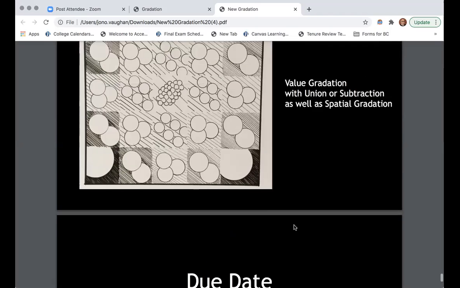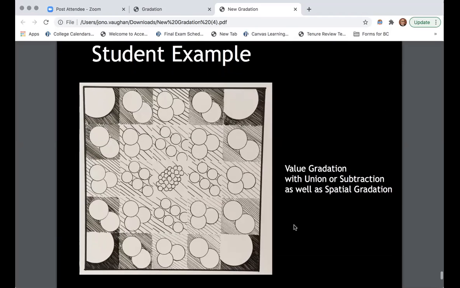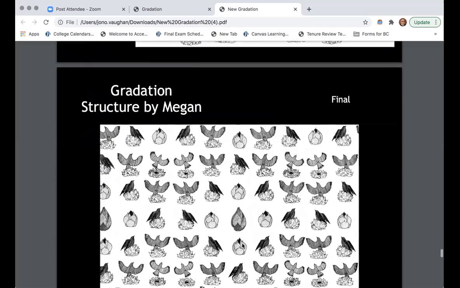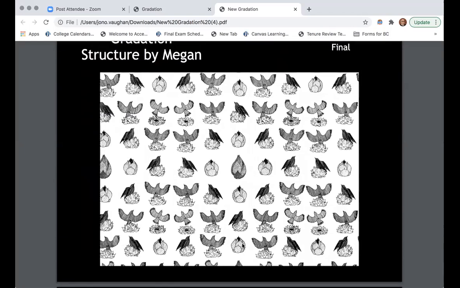So you're going to basically, by hand, bring everything up to the 8 by 8 inch gradating structure. And then we're going to scan that in to make a much larger gradating structure in Photoshop. So check the calendar to see when it's due. And I will make one last video for you showing the Photoshop process.